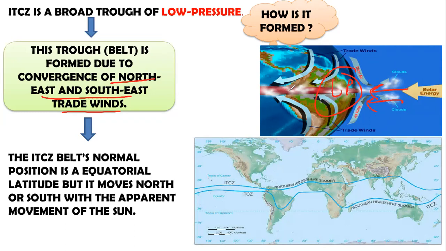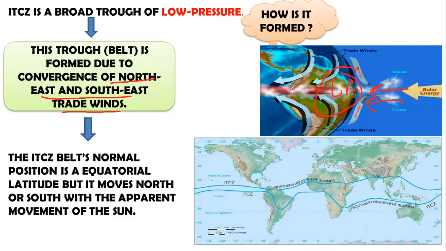So wherever the Sun is overhead, it will lead to formation of ITCZ over that place. Sun is overhead at Tropic of Cancer once a year, so ITCZ moves towards Tropic of Cancer at that time. Sun is overhead towards Tropic of Capricorn during winters, so ITCZ moves towards that position. So wherever Sun is overhead, it will lead to formation of low pressure over that area.